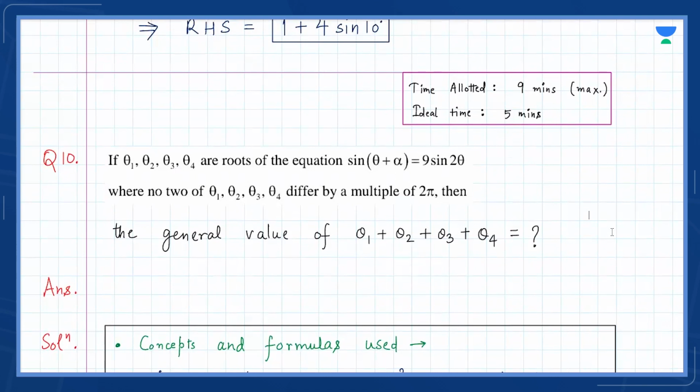So the maximum time allotted for this question would be 9 minutes, and ideally you should try to do it within 5 minutes. Okay, so give the question a try. You can also pause the video and then return back to have a look at the solution. So I hope you all have tried.